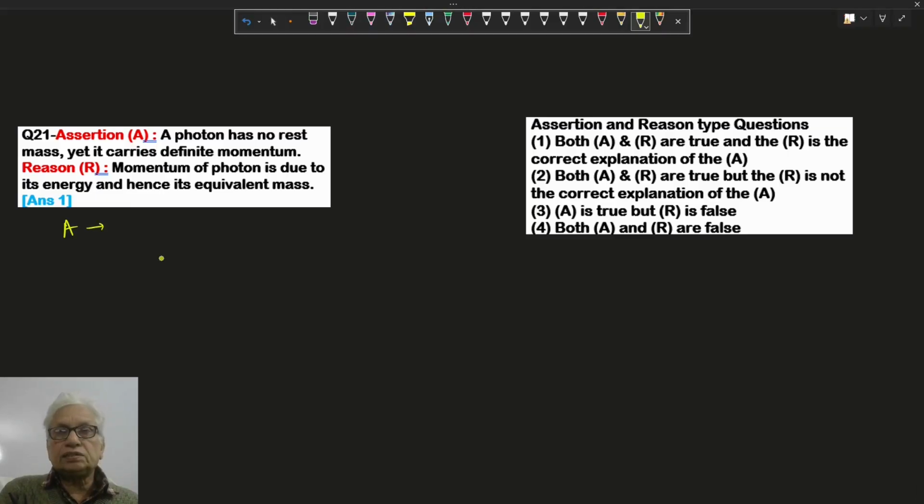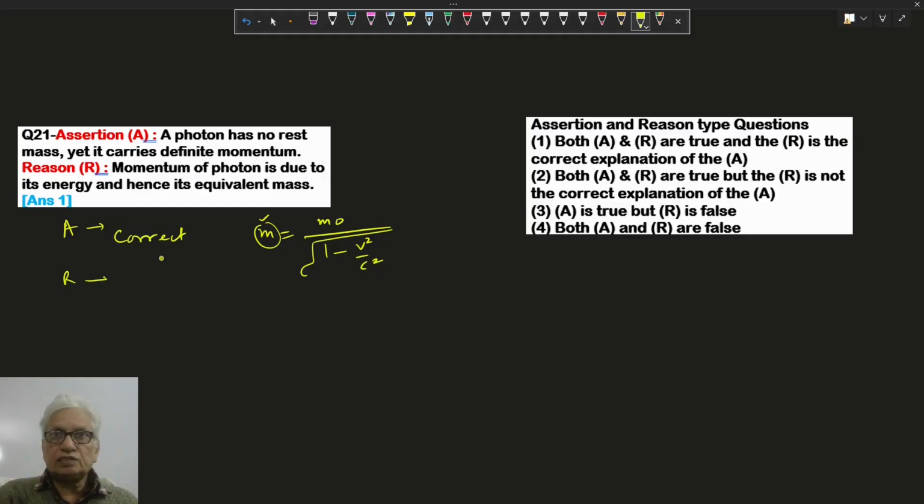Hello. Assertion: a photon has no rest mass, but it has momentum because of its energy. The energy is very, very high, and it moves at the speed of light. When it is moving with very large speed, it has mass, and mass times velocity is the momentum. So the assertion is correct.